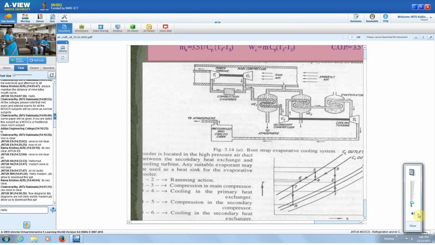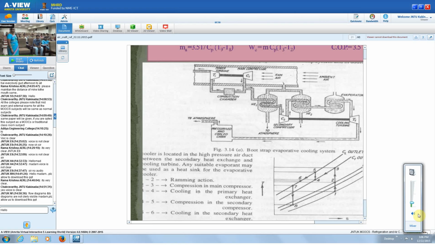Then 7 to 8 is the isentropic expansion in the second turbine to get the work required for running the compressor. So 8 is the state of the air at low pressure and temperature. That goes into the cabin to be refrigerated, and finally it comes out at 9. So 8 is the inlet to the cabin and 9 is the exit from the cabin.